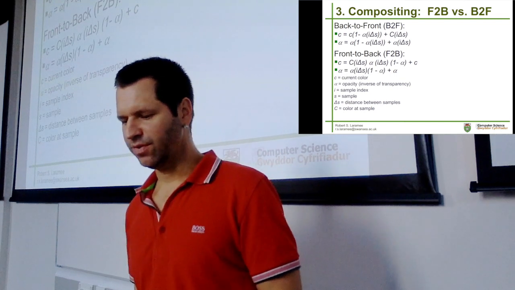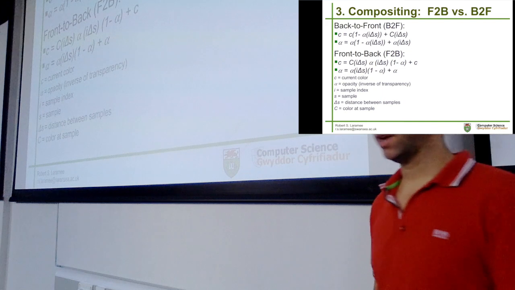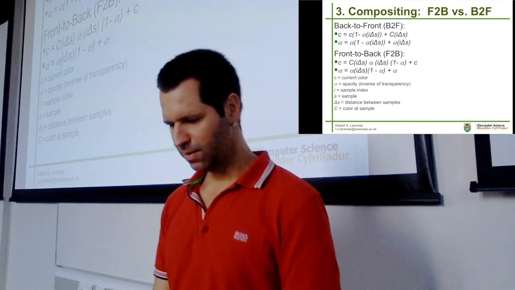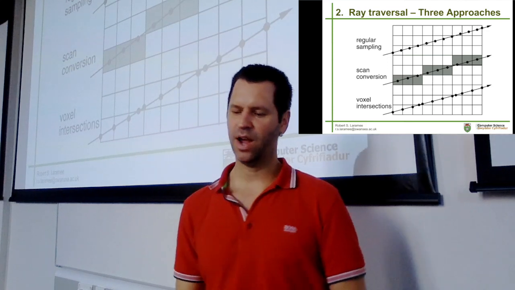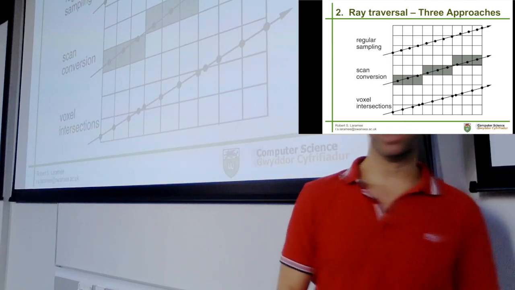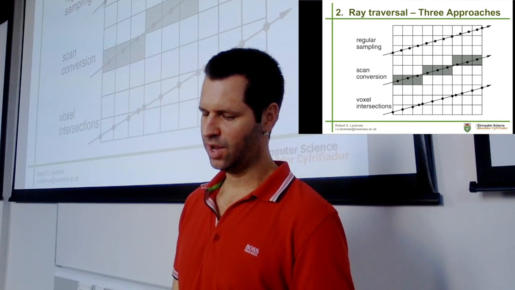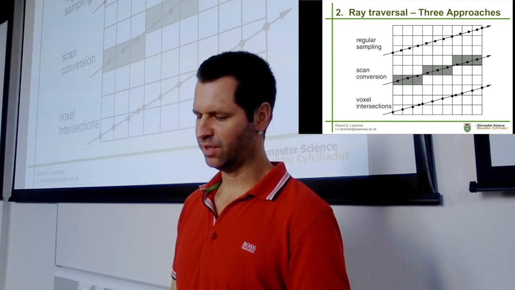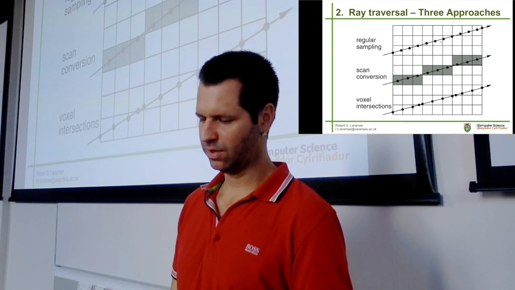And there are 2 kinds of compositing. One's called back to front, and one's front to back rather. So this slide is showing front to back ray traversal. If we consider this to be the front, and we sample the volume from front to back, but it can also be done from back to front.